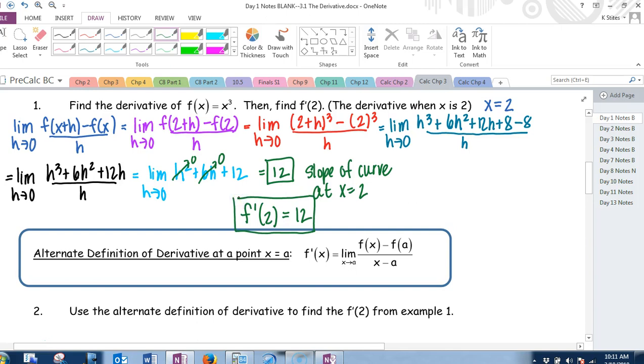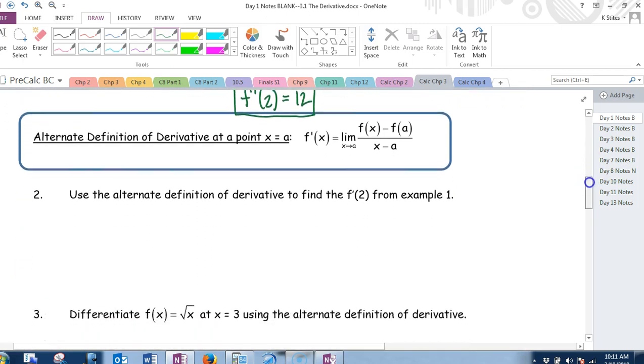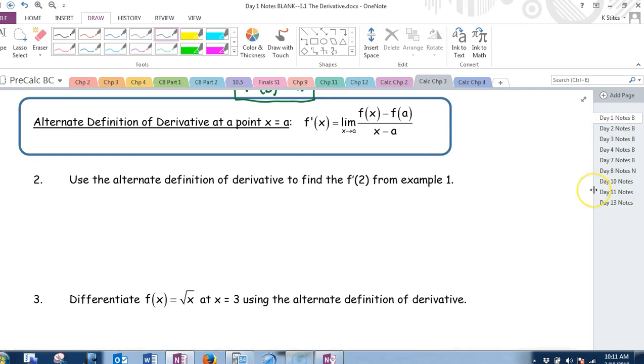Okay, just some notation for you. So this is really the exact same thing as before. We're just introducing some new notation and a new word, derivative. So there is an alternate definition of derivative at a point x equals a. So a is any number that you'd like. So this is another way to find the derivative. You'll notice that you're not using h anymore. We have the limit as x approaches a of f of x minus f of a over x minus a.